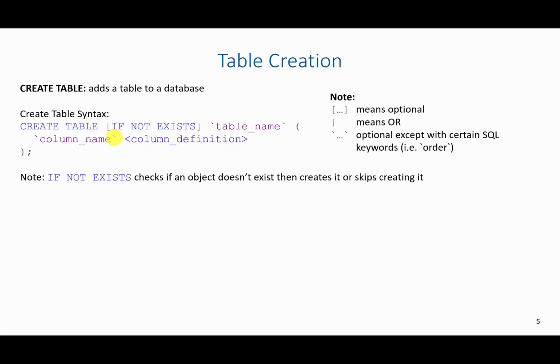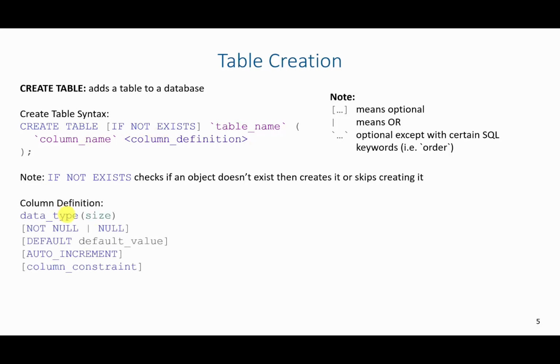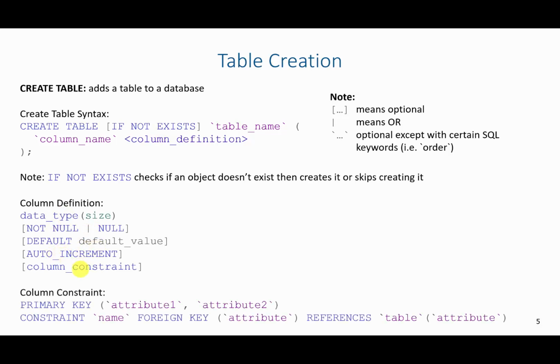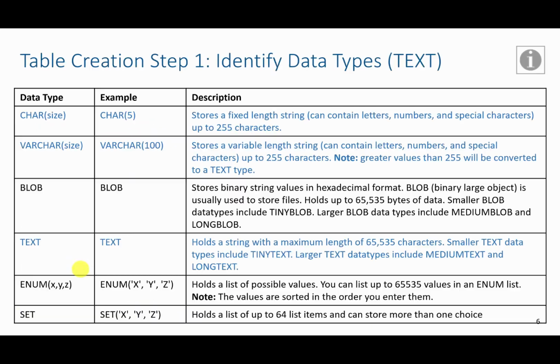So after we've done that, we're going to specify all the columns. These are going to be the fields that come from our relational model. So we're going to list the column name and then the column definition. For column definition, we have data type, we have not null and null, a default value, whether it auto increments, and the column constraints, which include primary key and foreign key constraints. We will cover all this in this video and subsequent videos. So the first step of creating a table is to identify the data types.